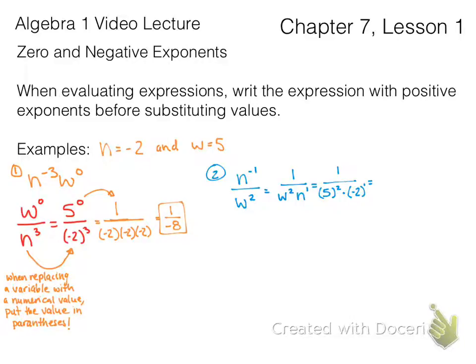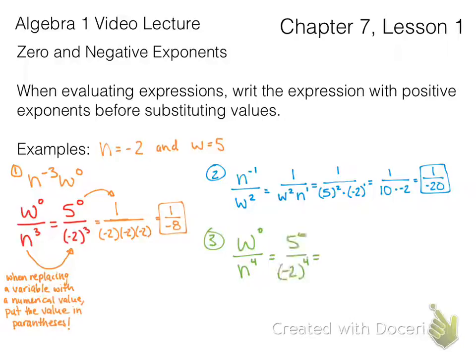Replace the w and the n, and we're going to end up with 1 over negative 20. All right. These are going to go a little quick because, again, I don't want this video to go too long. Some of you guys have a second video to watch after this. Some of you don't, so I will keep going. W to the 0 power is, there you go. That problem looks familiar. Anyway, 5 to the 0 power is 1.